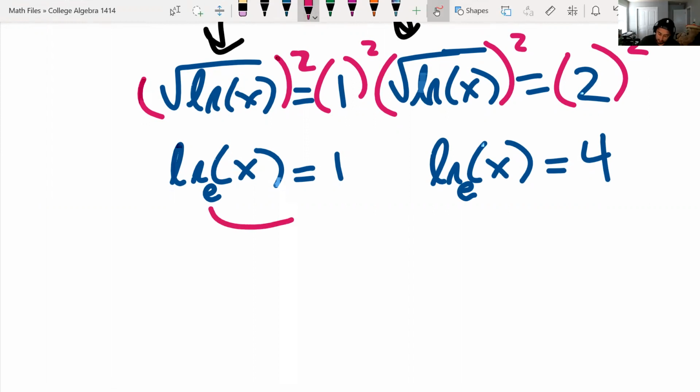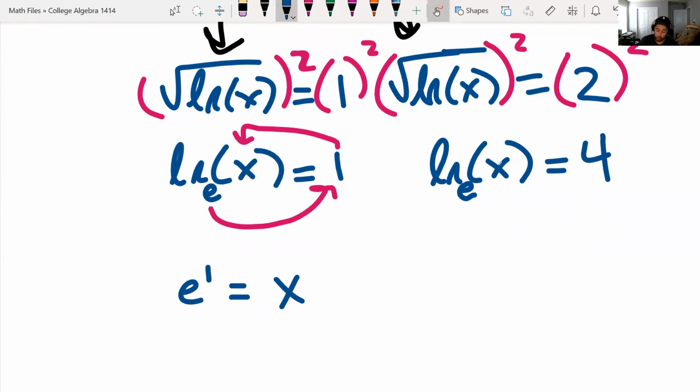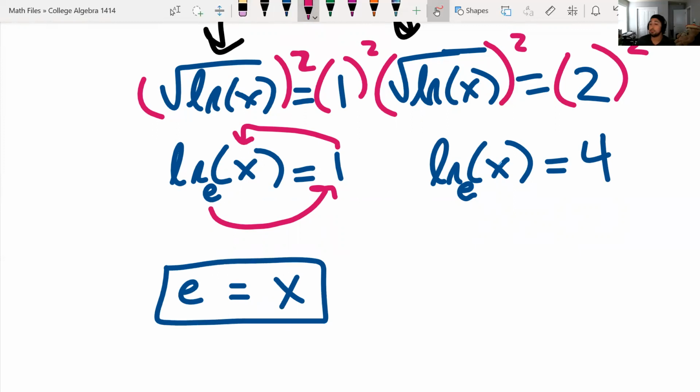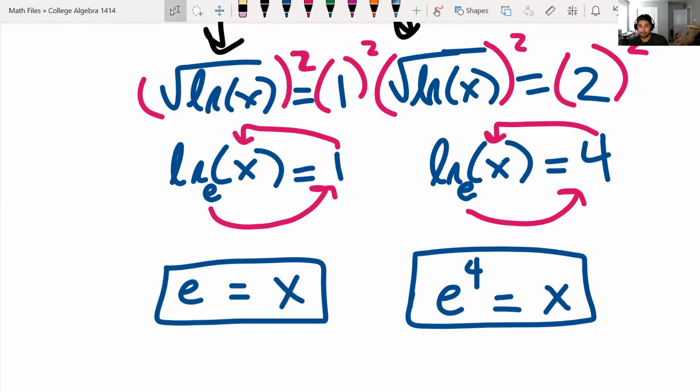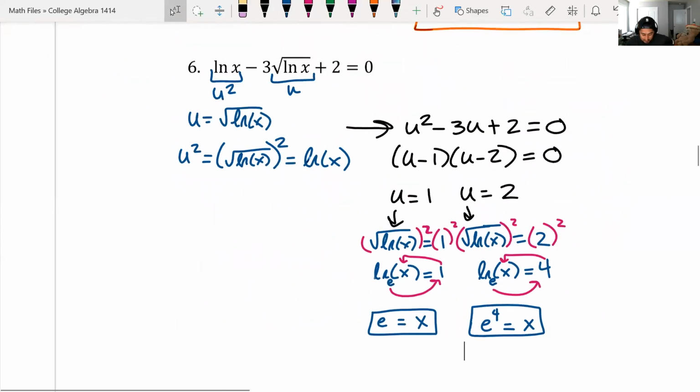Now we'll say e to the first is equal to x, and there's our first answer. E to the first is equal to x, or that's just e. And then, do it again. E to the fourth is equal to x. And there's our second answer. Oh, that's a good time. You got to enjoy that one. And there's our two answers.